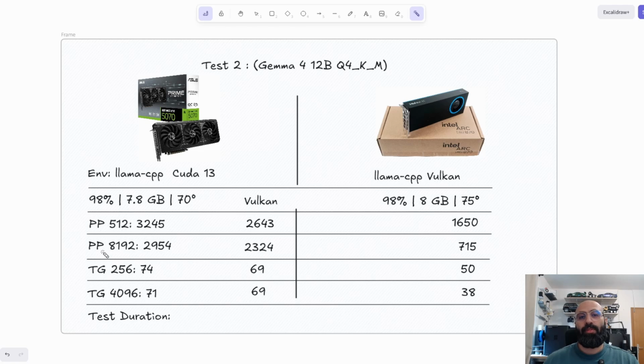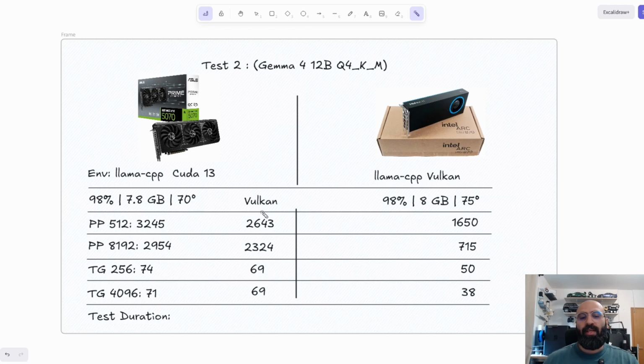For prompt processing with 8,000 tokens, it scored 2,954. There is a drop of a bit less than 10% here. We can see it is way bigger on the Intel, which is over a 50% drop when it came to the higher tokens for prompt processing. For 256 token generation, it scored 74 tokens per second, while on the Intel only 50. So there is 50% being chopped out here.